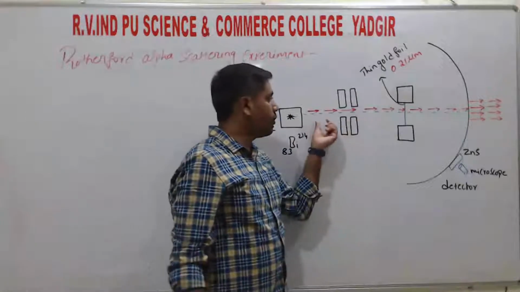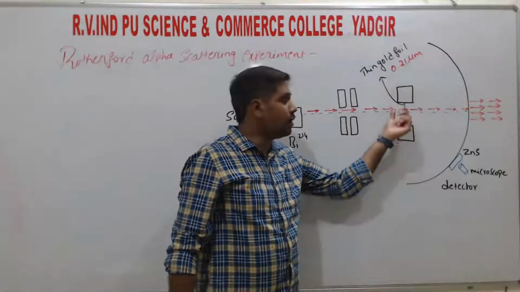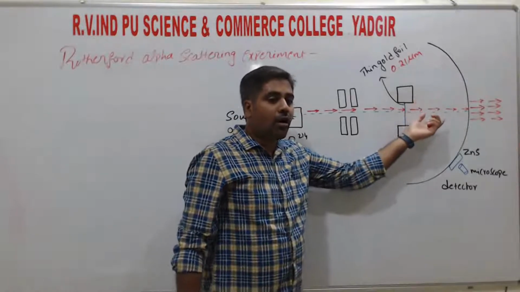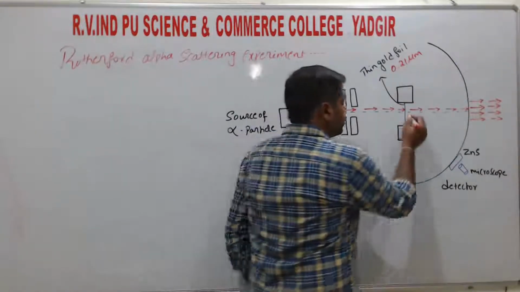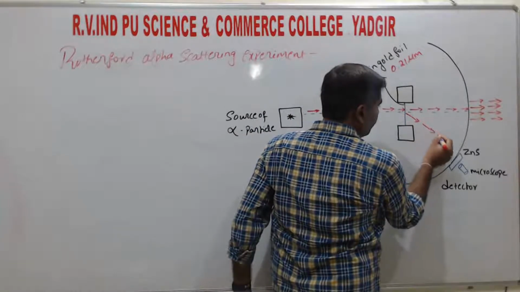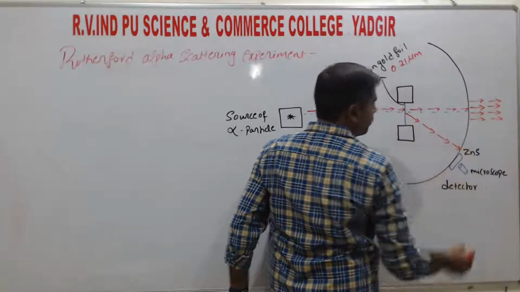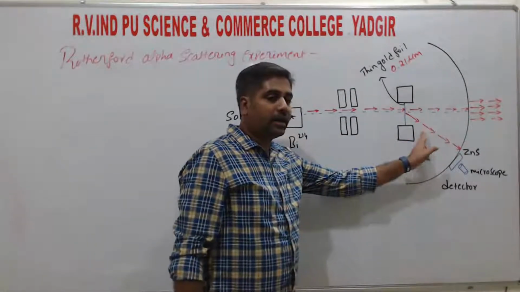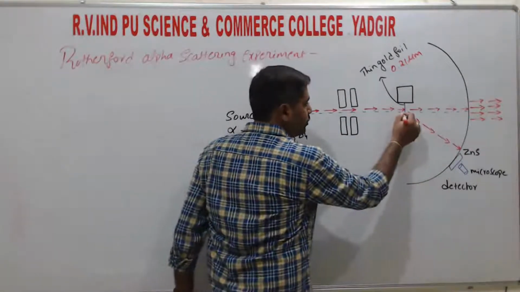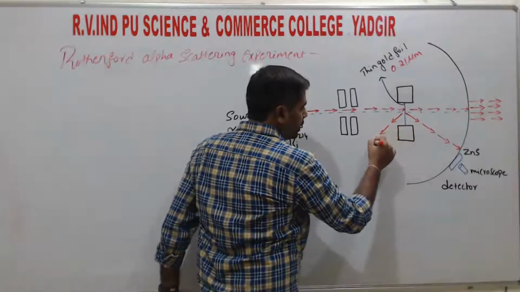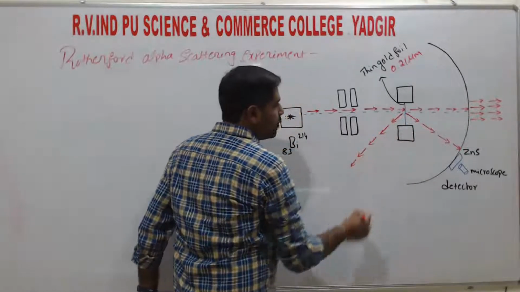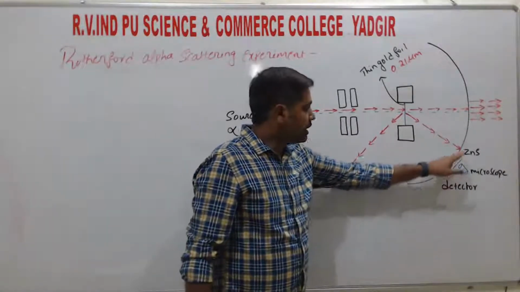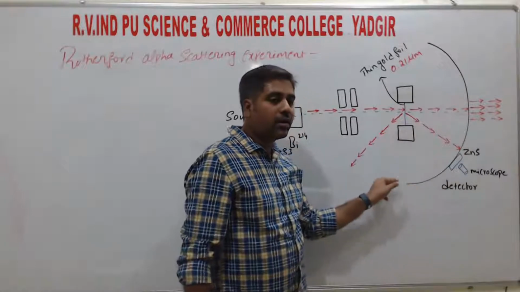When the alpha particles fall onto the gold foil, the alpha particles will scatter in all the directions, right? So these are the scattering of the alpha particles. The red arrow marks represent the beam of the alpha particles. These alpha particles are detected using the detector, which is placed on a circular table.